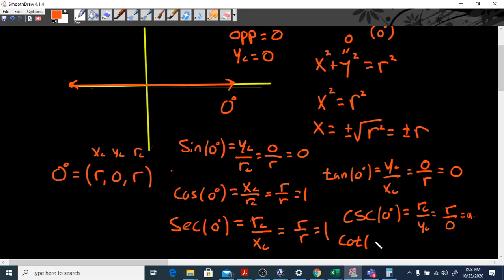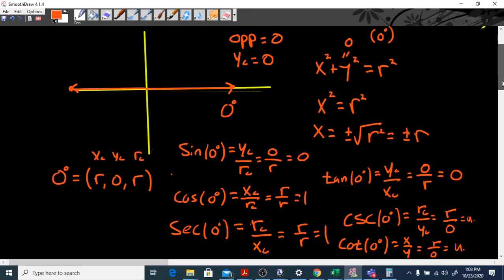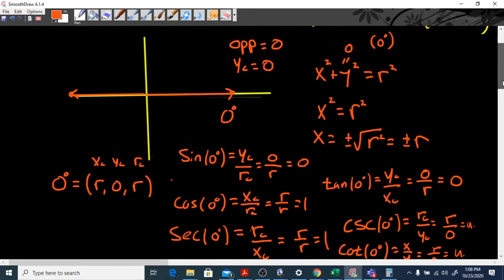And that should help us understand what the cotangent of 0 is going to be. That's just going to be x over y. But again, the y is 0, so I get whatever the r is over 0, which again is undefined. Okay? So there we go. 0 degrees done. All right, now let's turn our attention to 90 degrees.